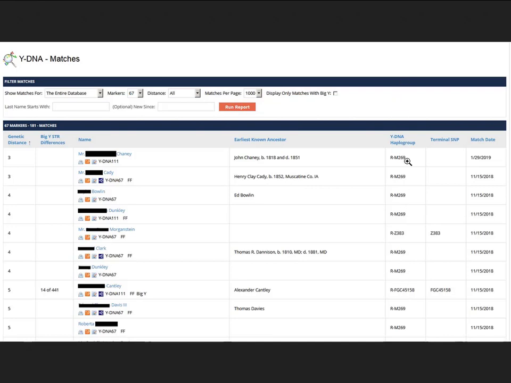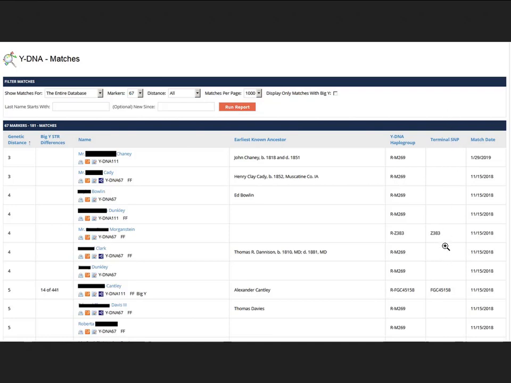Over here then you have a prediction as to your most certain SNP mutation. I showed you M269 on the tree. That's the mutation 80% of Irish men have. And over here, if people have bought any SNP tests, you'll see the result of the SNP test in this column. And it's called the terminal SNP.